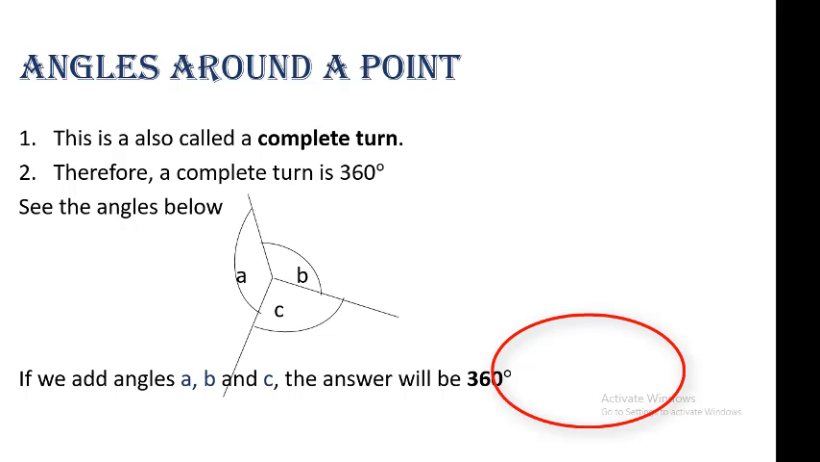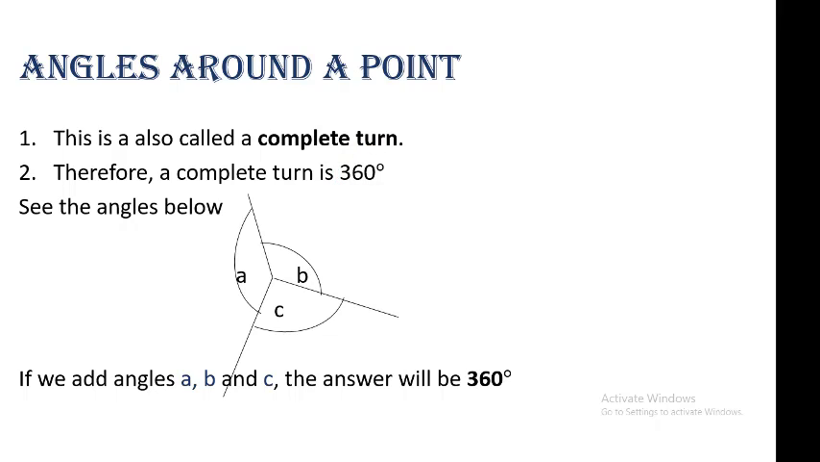Now, angles around a point. This is also called a complete turn. If you turn around from one point and you reach the same point, we call it a complete turn. Therefore, a complete turn is 360 degrees.